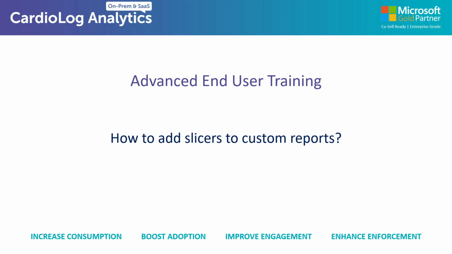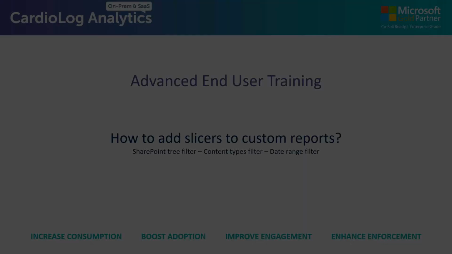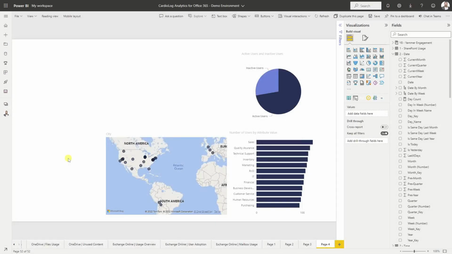In this video, we will explain how to add slicers to custom reports, like SharePoint's tree filter, content types filter, and date range filter. We will also show you how to use these filters to get better insights from your data. The first step here is to add slicers to my report. The slicers I want to add are the portal tree filter, the content types filter, and the date range filter. We can add these filters here from the fields.